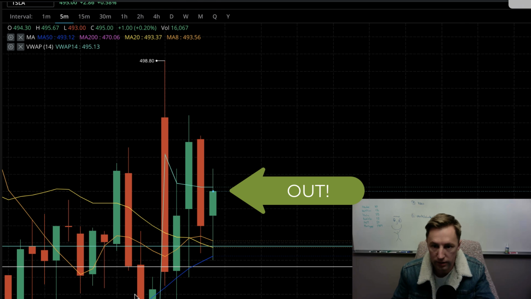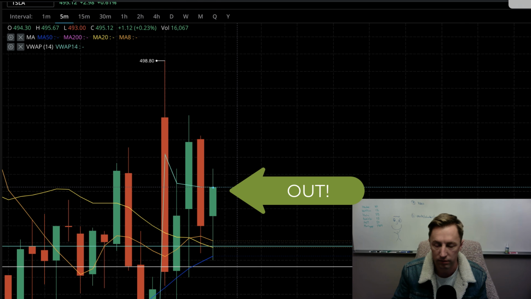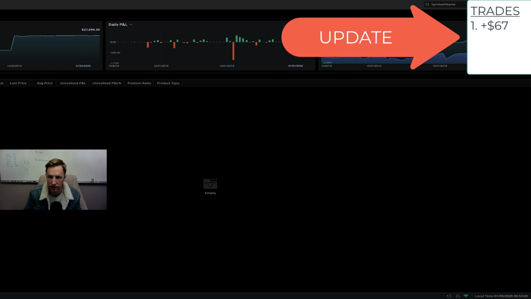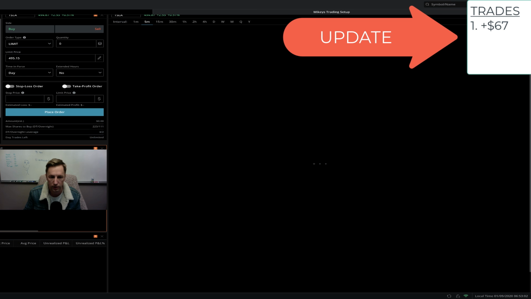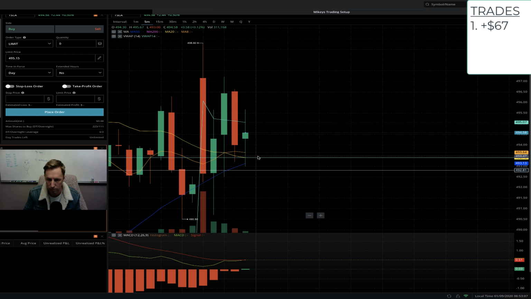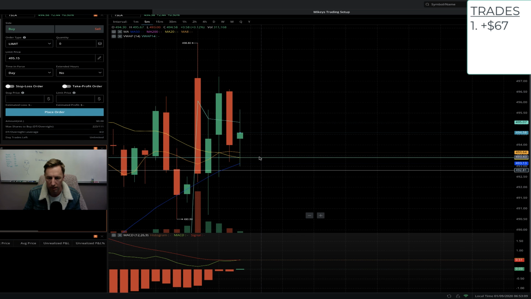I am out of the trade. I wanted to go ahead and take profits up here at the VWAP. That was a fairly quick trade, $67 profit, not too shabby at all. And as you can see right now, it's pulling back. I might re-enter into this trade. I just wanted to make that pretty quickly. So nice first start to the day.